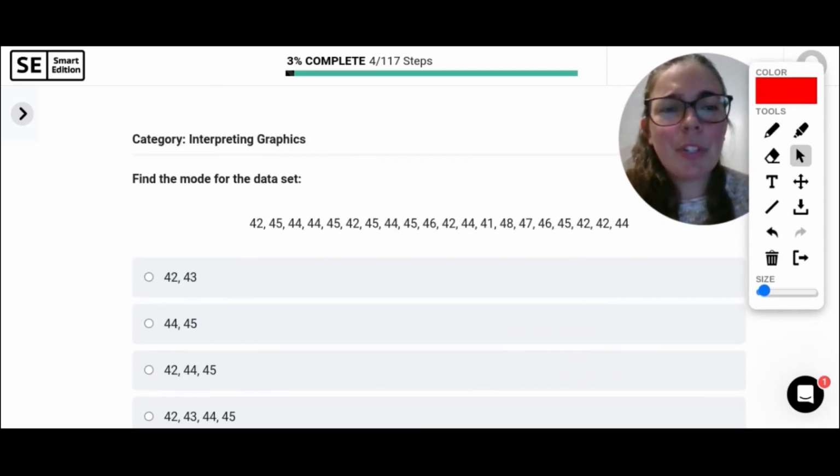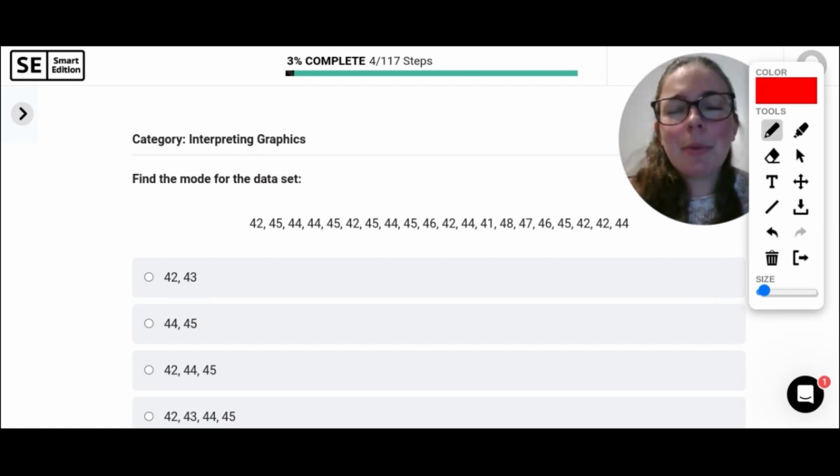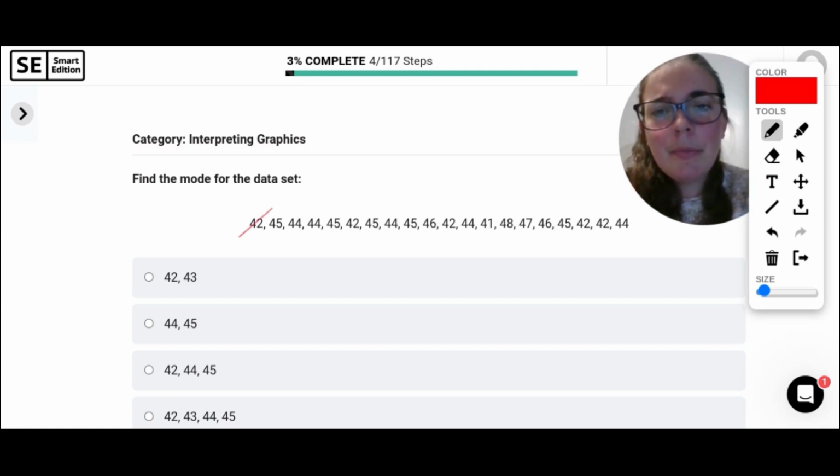Let's find the mode for this data set. So when we are finding the mode, we are looking for what happens the most often. So I'm just going to go through and try to figure out how many times each number happens. So 42 is the first one I come across. So I see that once, twice, 3, 4, 5 times. So 42 happens 5 times.